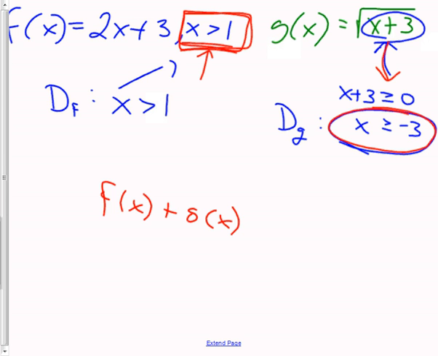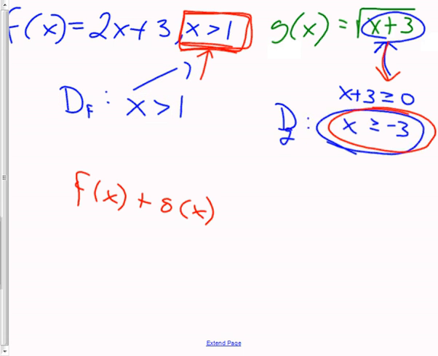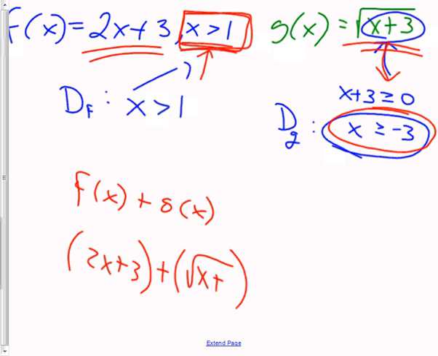Okay, so this f plus g is a combination of this and this. And so logically, if this child came from these two parents, its two domains are going to follow through and affect the new child function's domain. So what is f of x plus g of x? Well, here's f of x, 2x plus 3. Here's g of x, I just have to put them in parentheses and add them together. G of x is the square root of x plus 3. And that's it. There's my answer. That's f of x plus g of x.